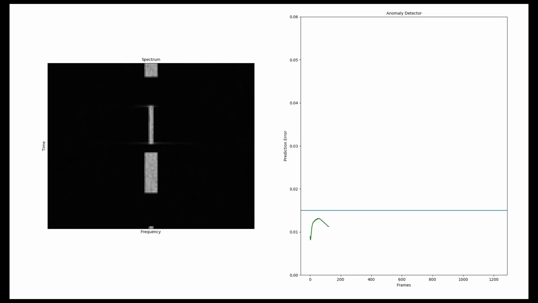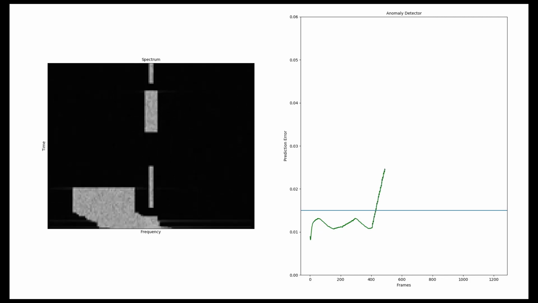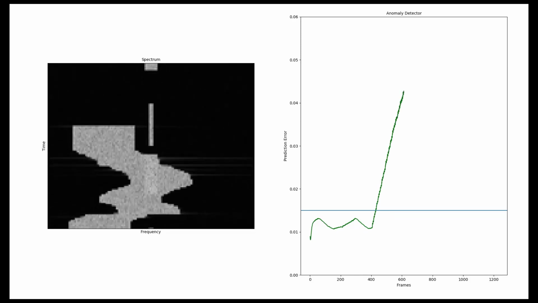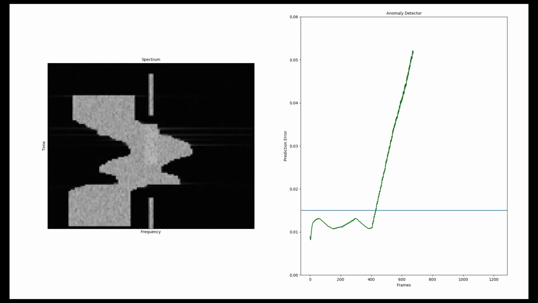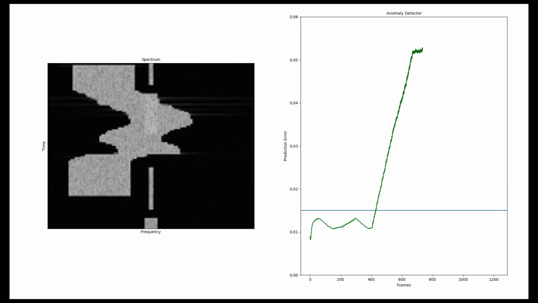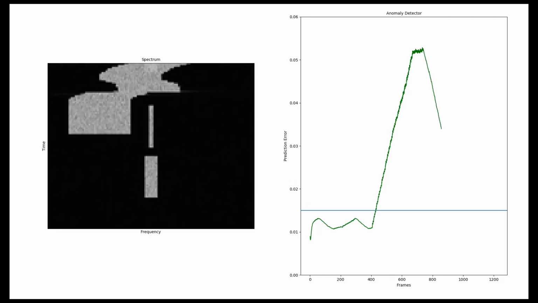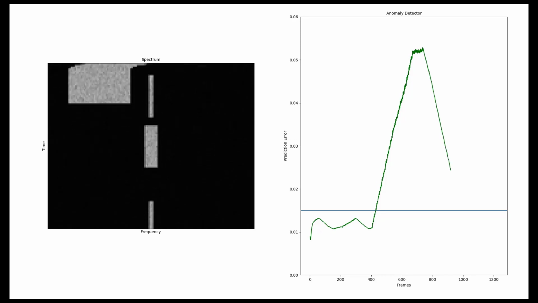You can see that the nodes are normally functioning on the designated channels in this case too. Now the wideband jammer starts coming in and the prediction error immediately shoots up over the threshold. The system can detect it very reliably. As the wideband jammer leaves the spectrum, the prediction error goes down and the system returns to normal functioning.